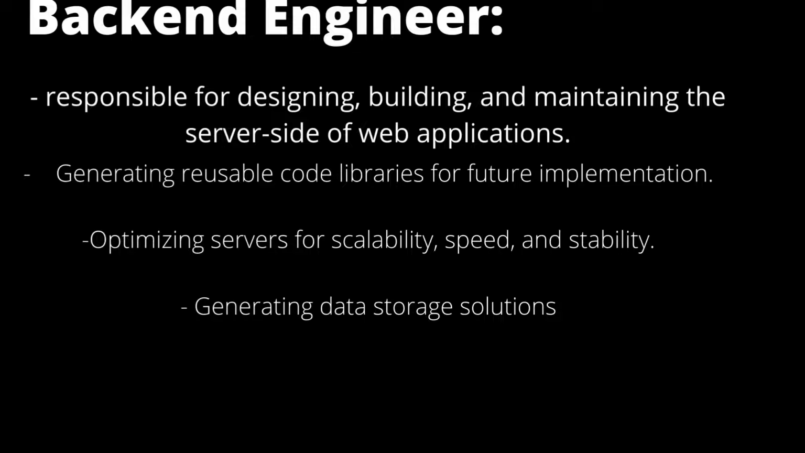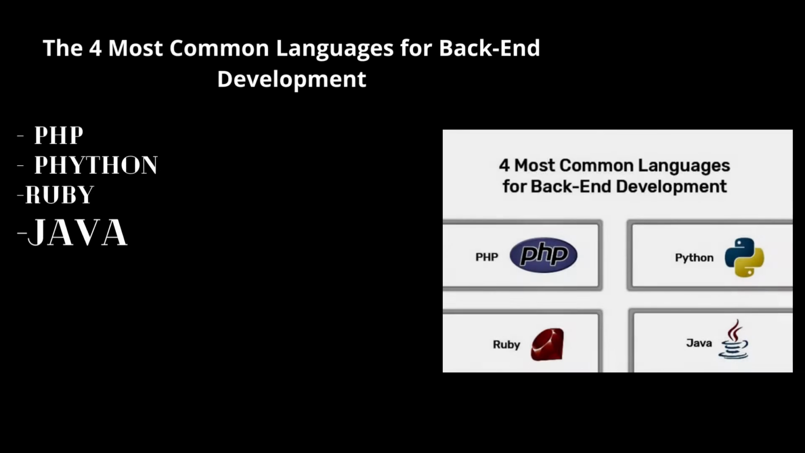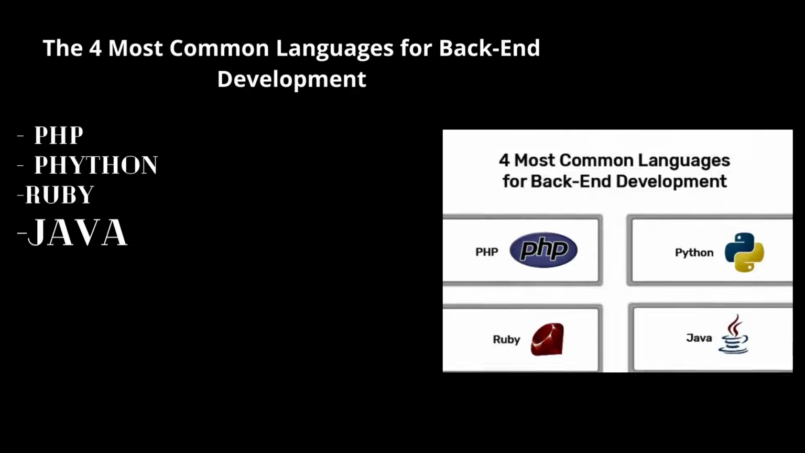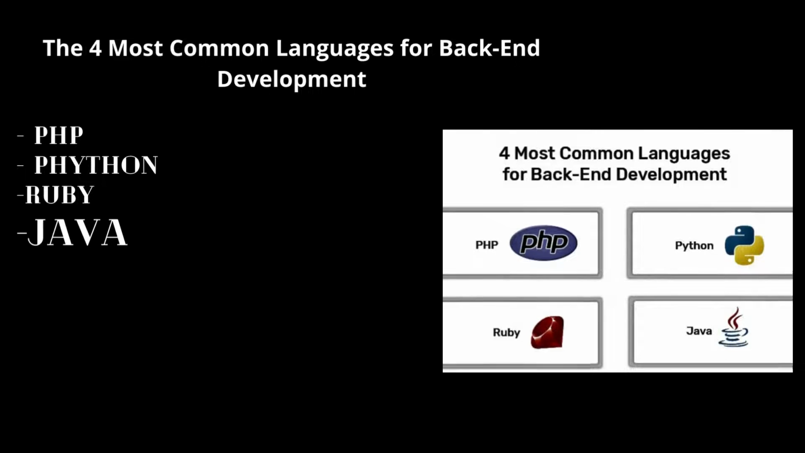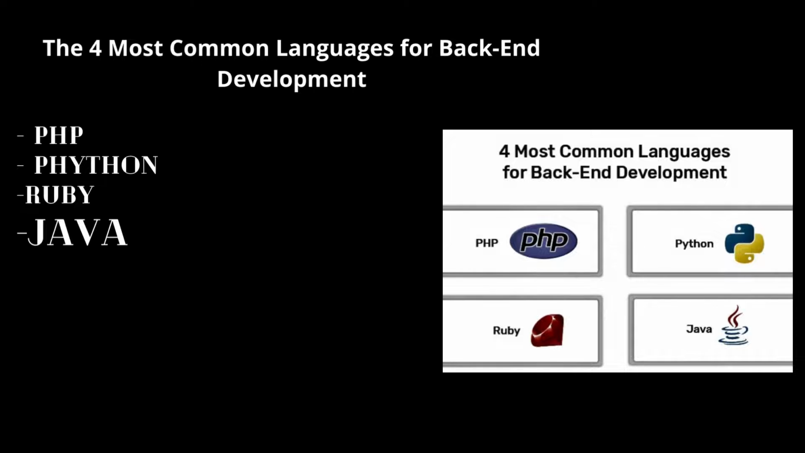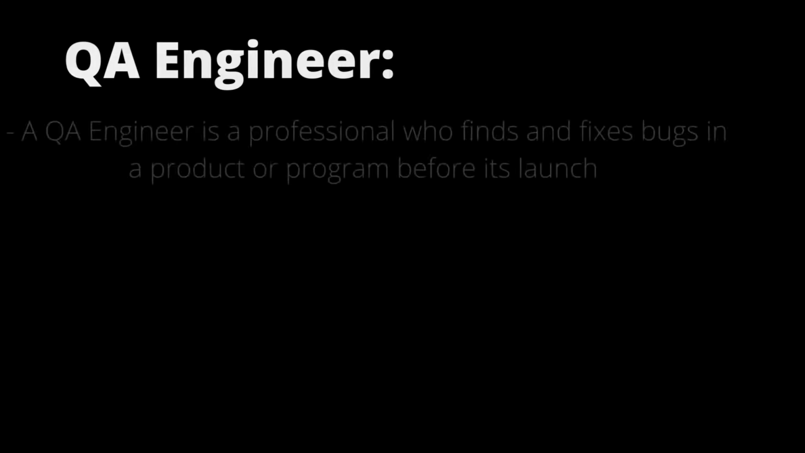Backend engineer responsible for designing, building, and maintaining the server side of web applications, and optimizing servers for scalability, speed, and stability. The four most common languages for back-end development: PHP, Python, Ruby, Java.